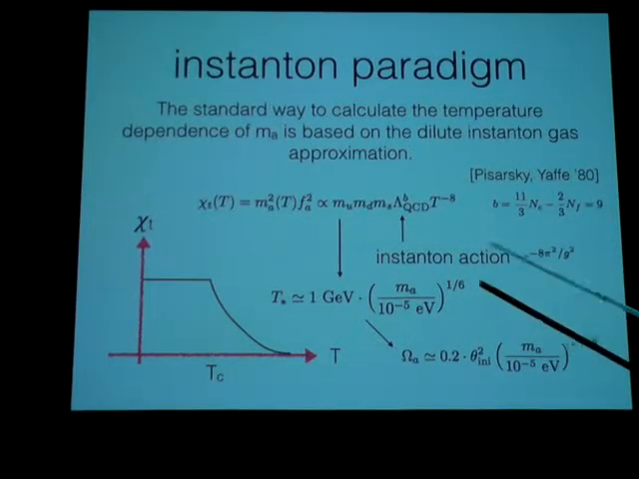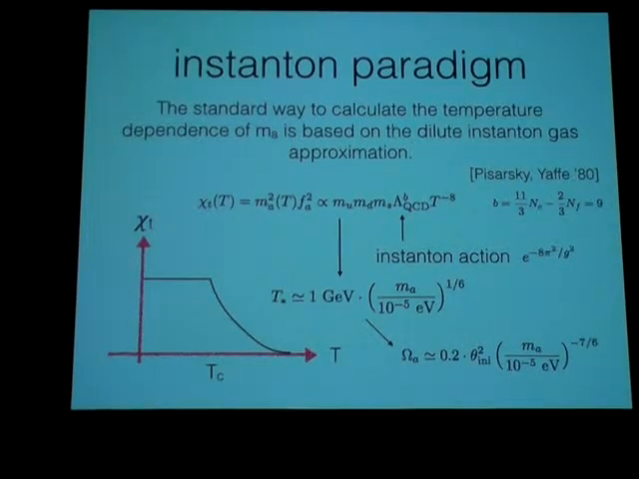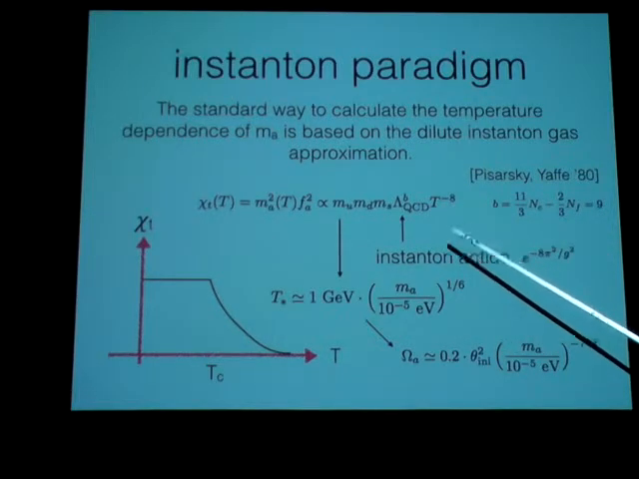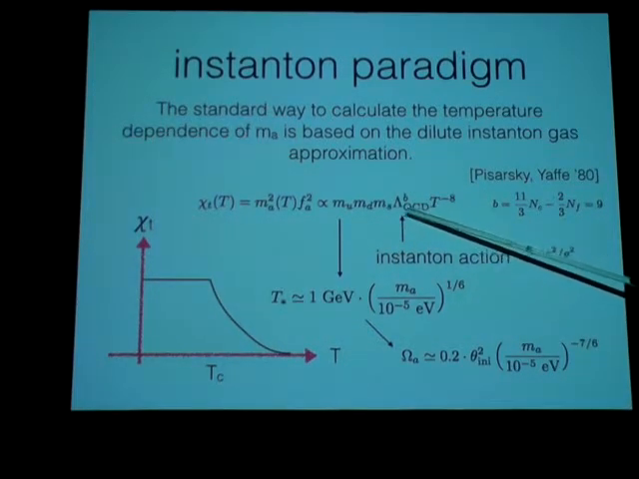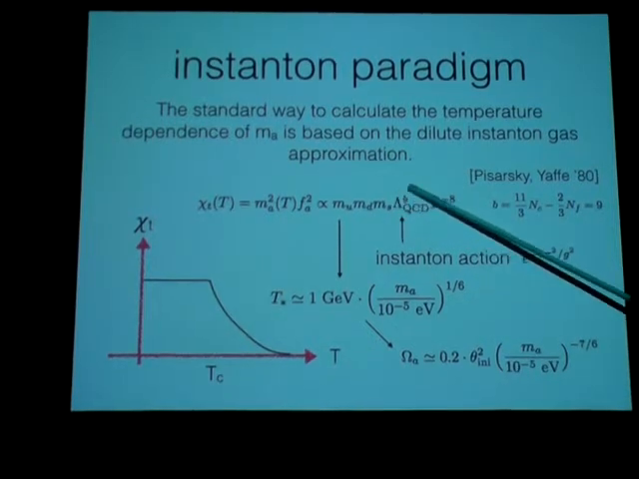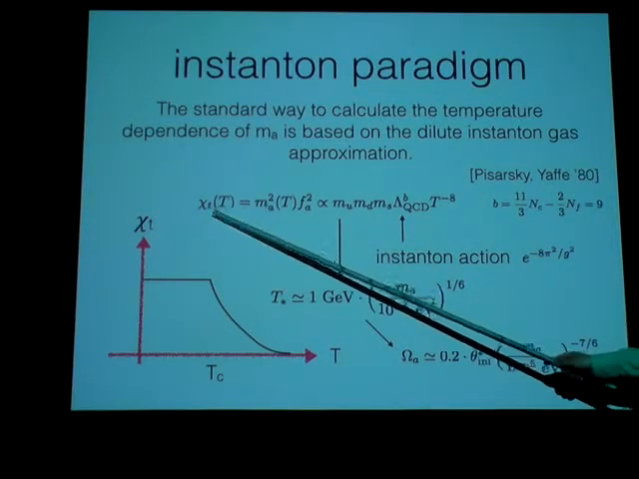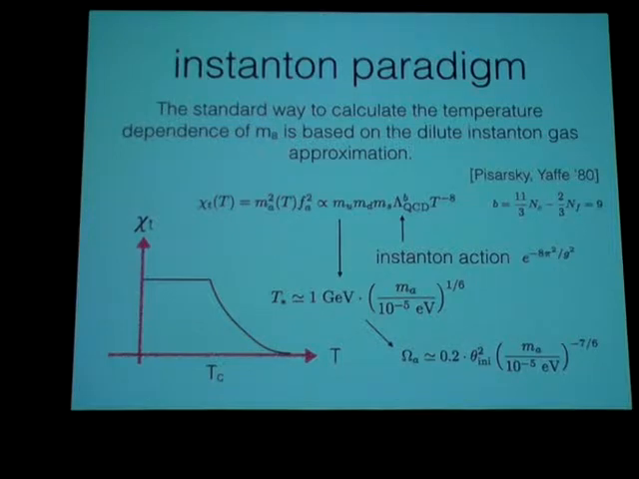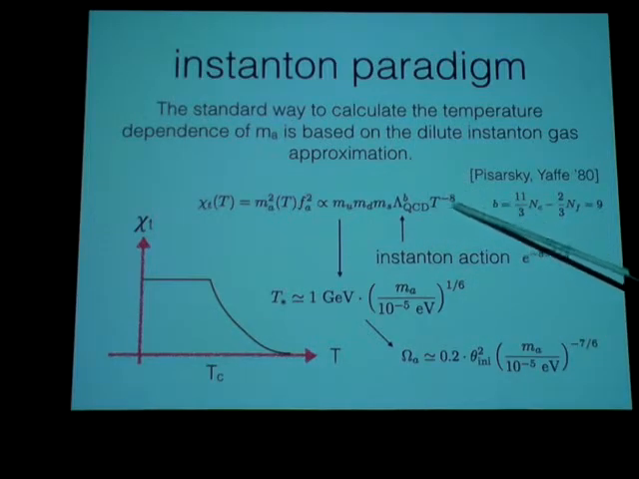But the usual way to calculate this is not the lattice. Usually what people use is the instanton calculus. The instanton calculus is very tricky, but it's basically just dimensional counting. An instanton effect always comes with lambda QCD to the beta function power. And we already explained that chi t vanishes as the quark mass goes to zero. That means this always comes with a product of quark masses. It's not true at zero temperature, actually, but at high temperature, it's true.